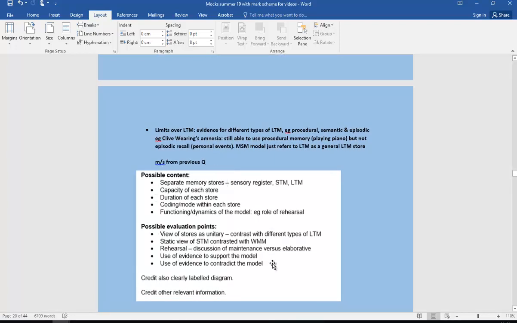This was on a mark scheme. This is just a really quick outline of what they had in the mark scheme. So that wraps up the multi-store model pretty much.